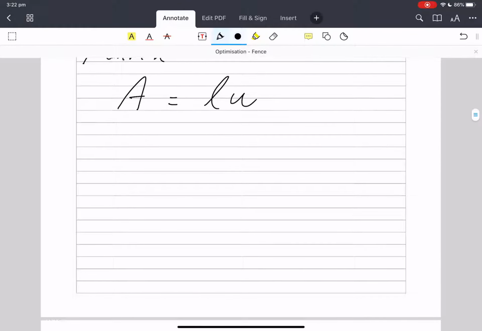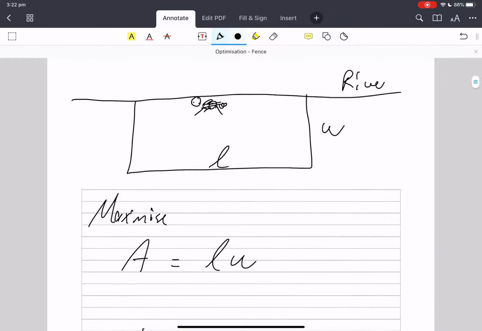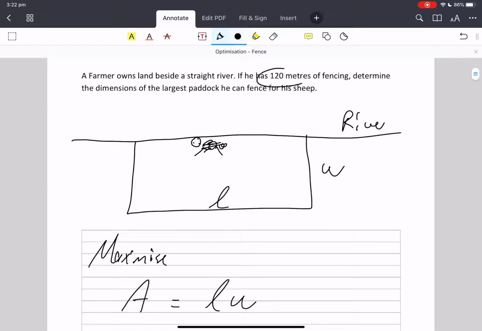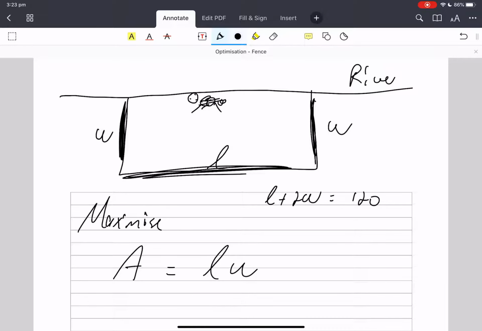Clearly, with maximising problems, we are going to differentiate and set the derivative equal to 0. But I can't differentiate because I've got two variables there. We do know that he has 120 metres of fencing. So that's got to be fence, that's got to be fence, and that's got to be fence. So L plus 2W must be 120.